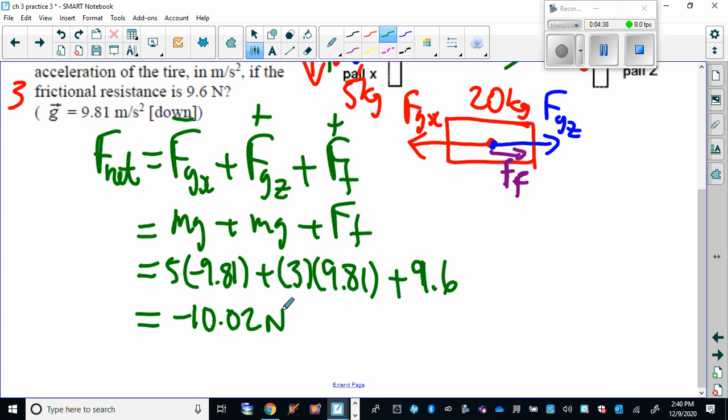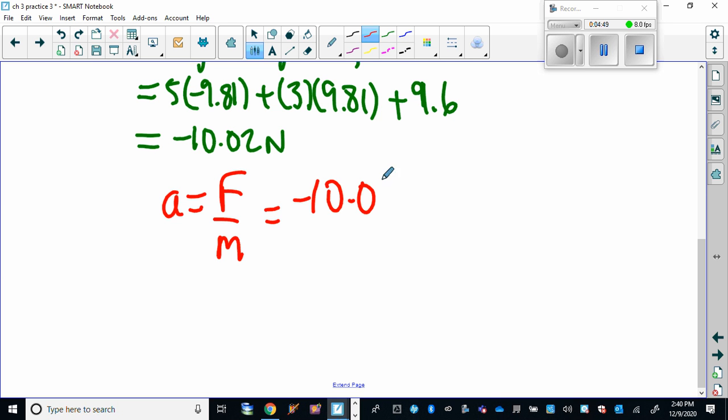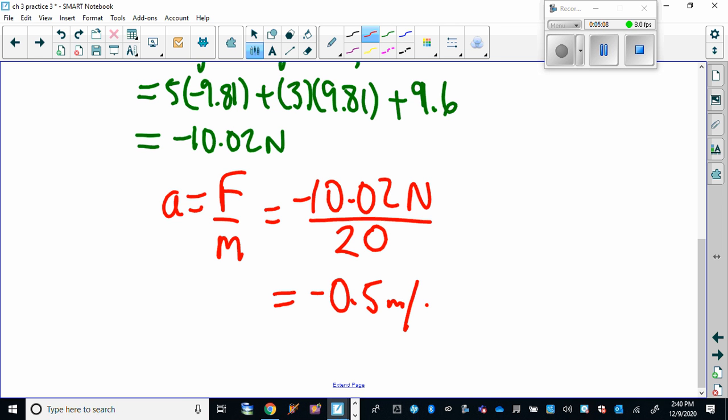That's the net force acting on the tire, or acting on the whole system. And then we want to find the acceleration. Acceleration always equals the net force divided by the mass. Negative 10.02 newtons divided by the mass. And what mass do we use? We always, for these types of problems, use the mass of the entire system because the entire system is accelerating at the same rate. Yes, in different directions, but at the same rate. So it's 20, and you end up getting negative 0.5 meters per second squared.